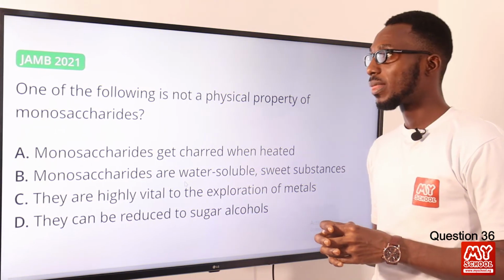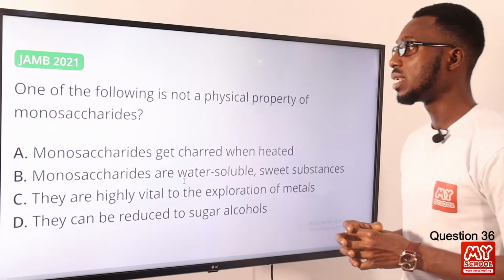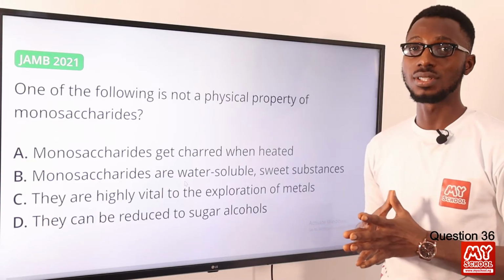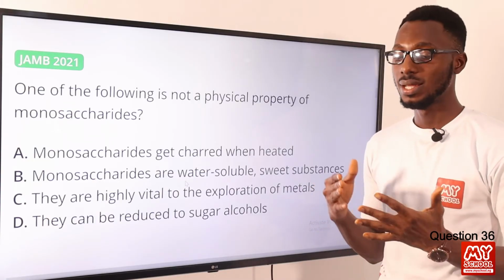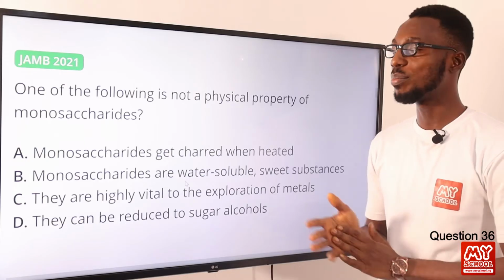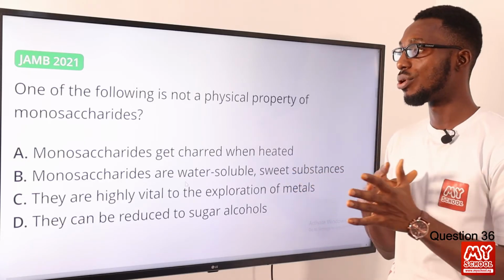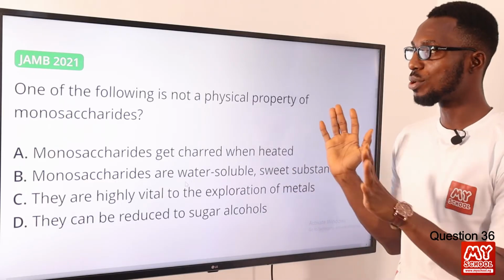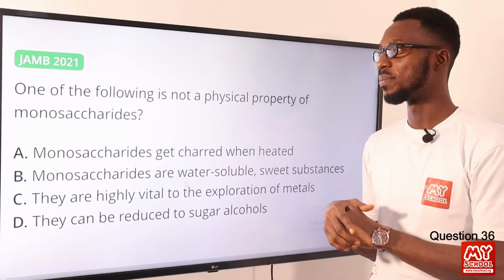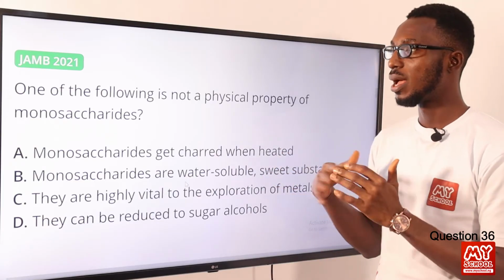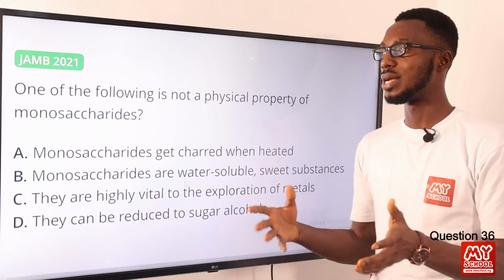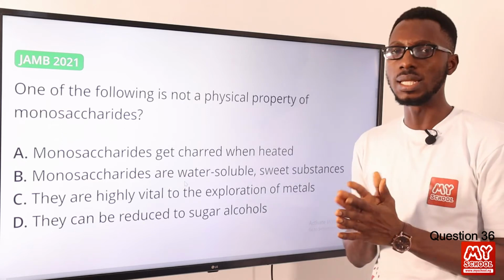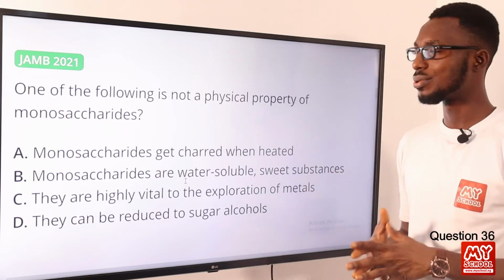Question 36. One of the following is not a physical property of monosaccharides. When you talk about the classification of carbohydrates, you talk about monosaccharides, disaccharides, and polysaccharides. Examples of monosaccharides include your glucose, your fructose, other isomers like your galactose and mannose. Let me take glucose as a case study. We know that monosaccharides, you can't split them into simpler molecules using hydrolysis. So let's look at the properties of monosaccharides, with glucose as the case study.